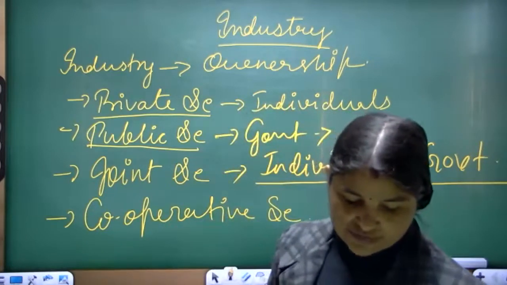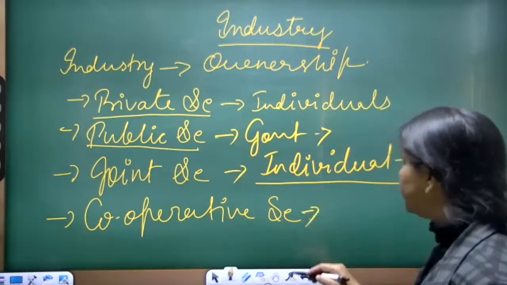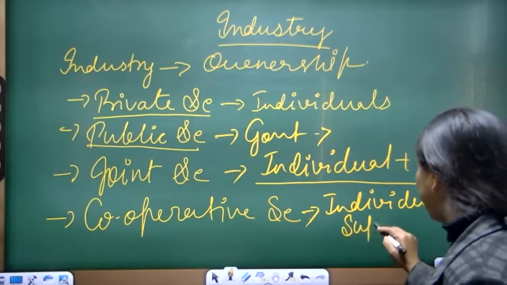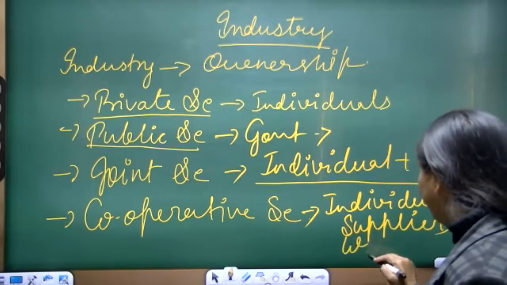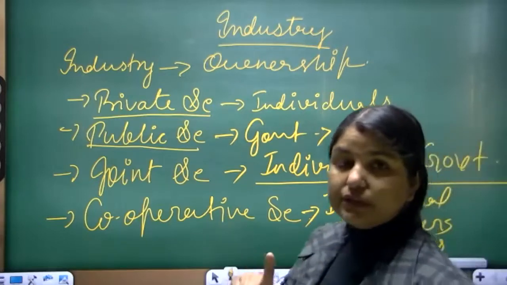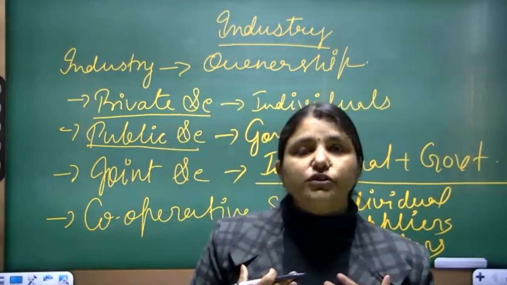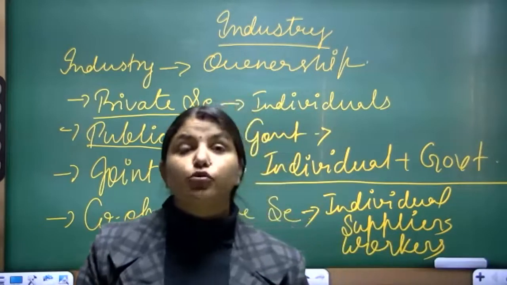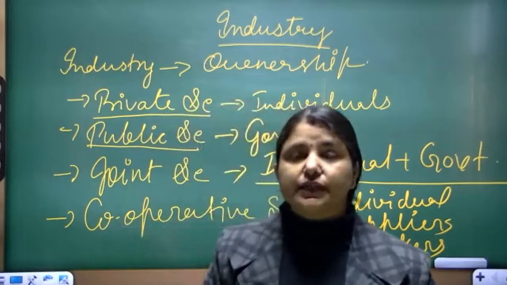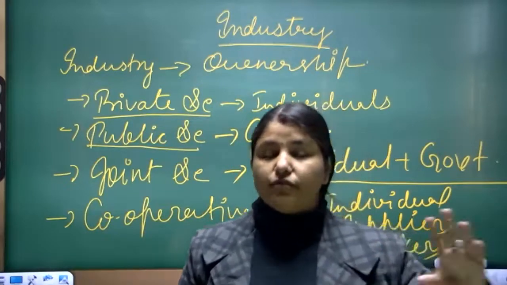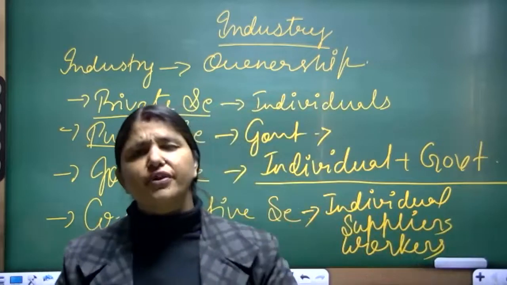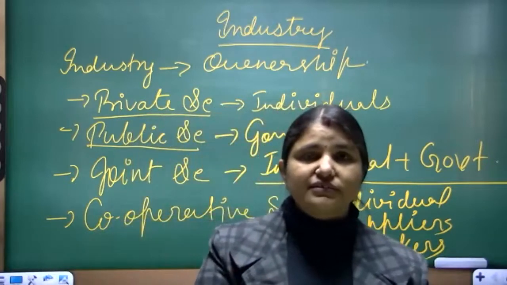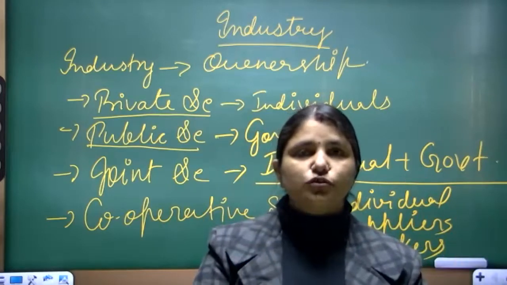Now the last one is the cooperative sector industry. Cooperative sector industries are those industries which are operated by individuals, along with the suppliers and the workers of the industry. Suppose I have a chocolate industry and I am producing chocolate. You come to me and say, ma'am, we are supplying the milk for making the chocolate, and we also want a partnership in the industry. I say okay, come, we will become partners. Now my workers come and say we are also working here, we want a small percentage in the partnership. I say okay, you also come. So the individual, the suppliers and the workers all come together to become partners.